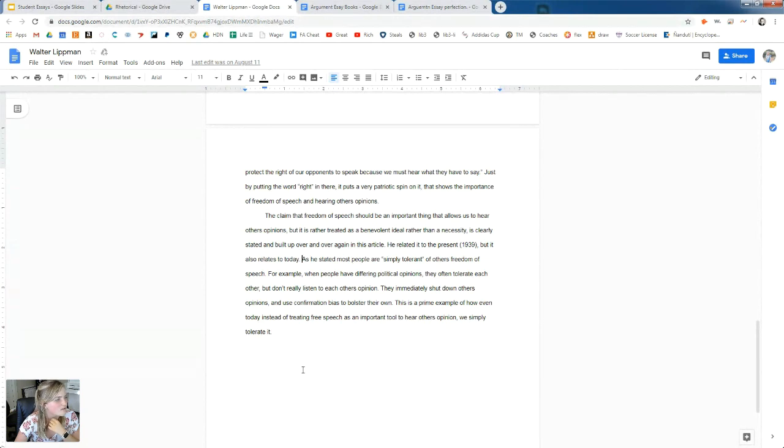As he stated, most people often are simply tolerant of others' freedom of speech. For example, when people have different political opinions, they often tolerate each other, but don't really listen to the other's opinion. They immediately shut down others' opinions and use confirmation bias to bolster their own. This is a prime example of how even today, instead of treating freedom of speech as an important tool to hear the other opinion, we simply tolerate it.